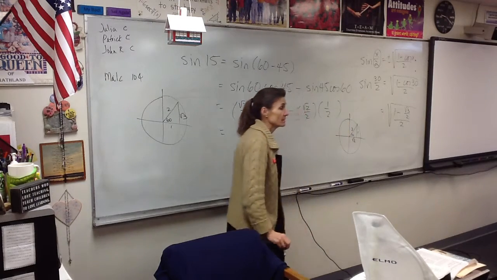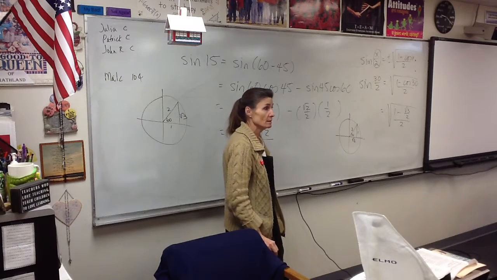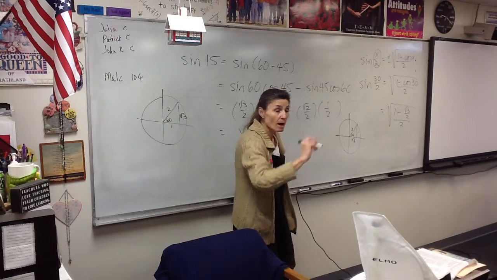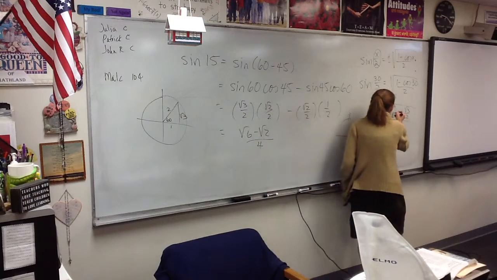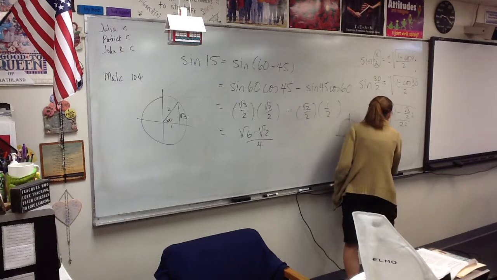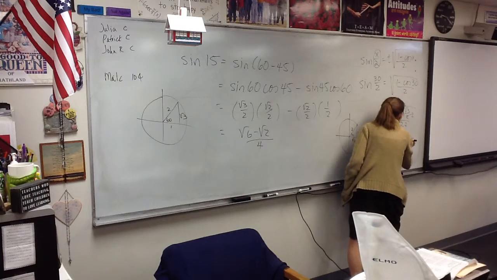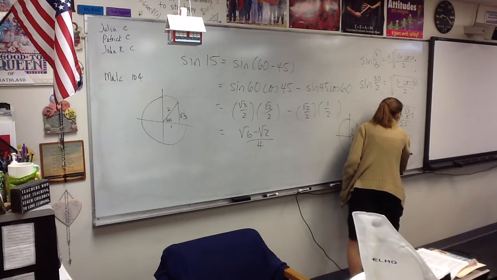That is a mess. How would you suggest we clean that up? We've done this before. Multiply everything by 2. So if I multiply everything by 2, that's everything, I'm going to have 2 minus root 3 over 4.